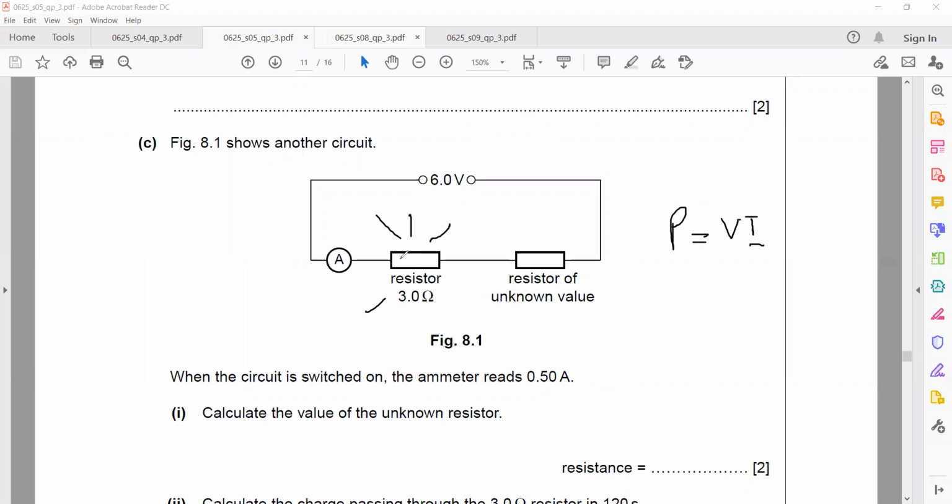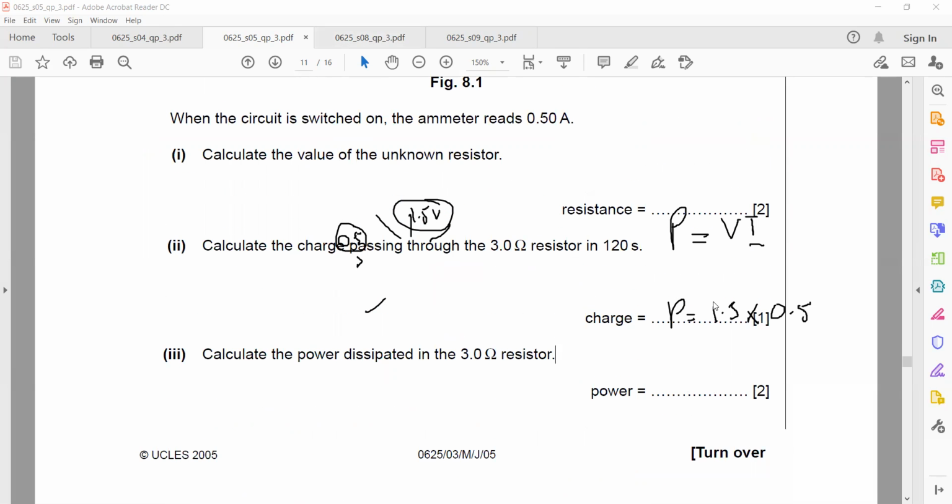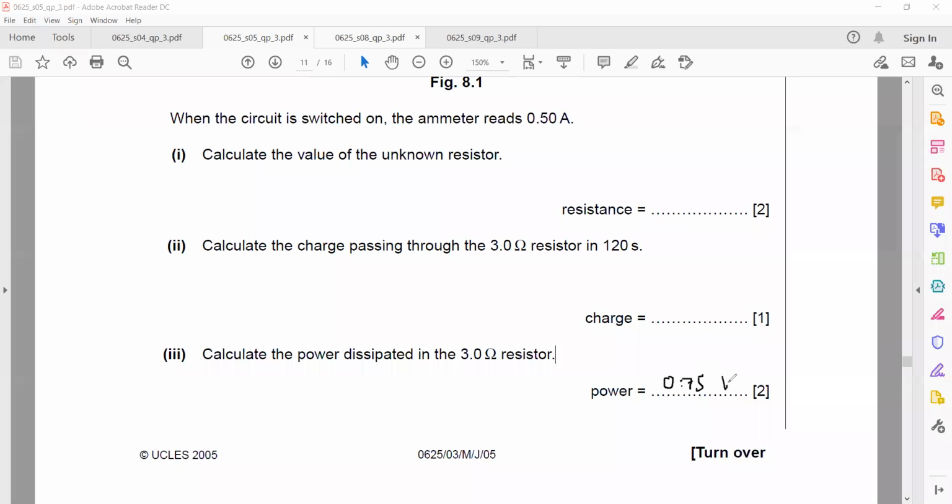We already worked out the voltage, because the current was 0.5. When we worked out the voltage, it was 1.5. So I know the voltage and I know the current, so I can find the power. Voltage was 1.5 multiplied by current 0.5. So 1.5 multiplied by 0.5, what will I get? 0.75. And what is the unit of power? The unit of power is watts, denoted by capital W. So 0.75 watt.